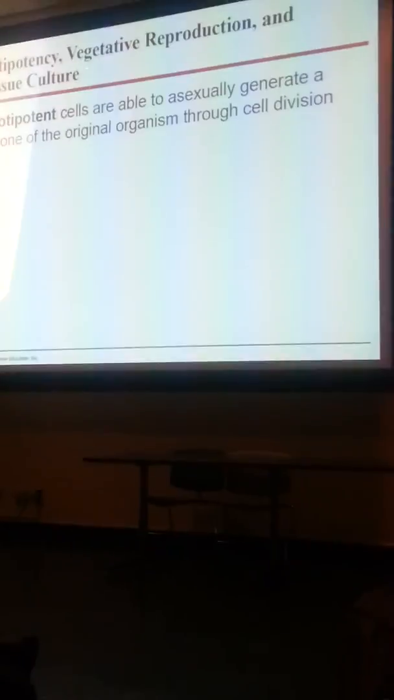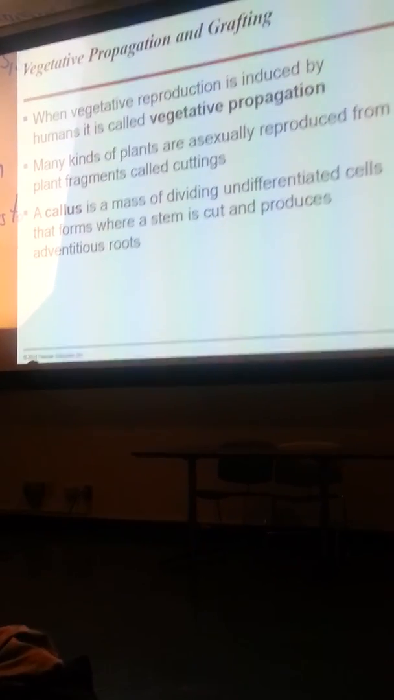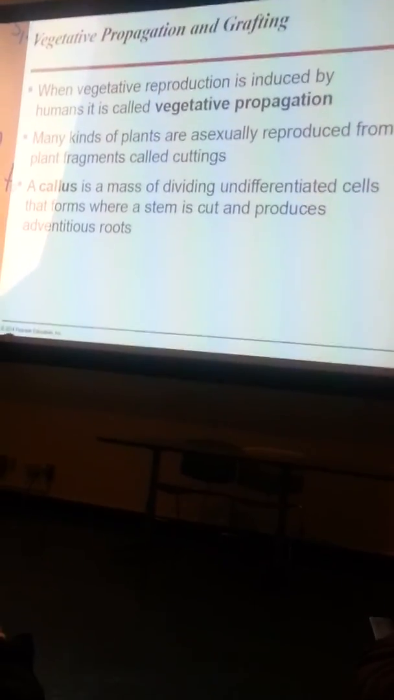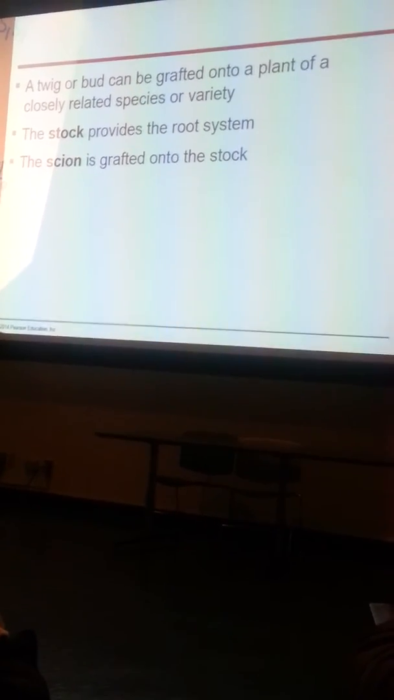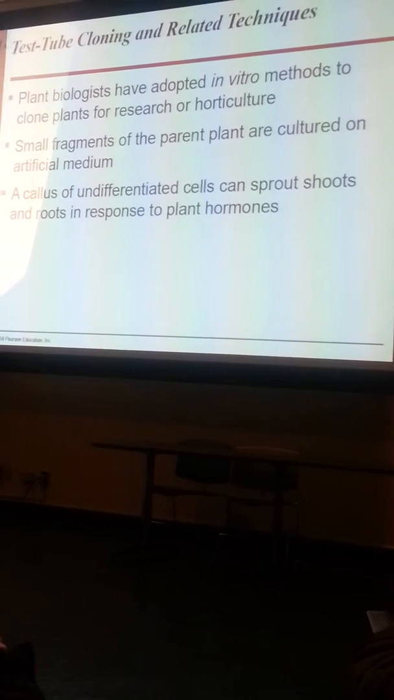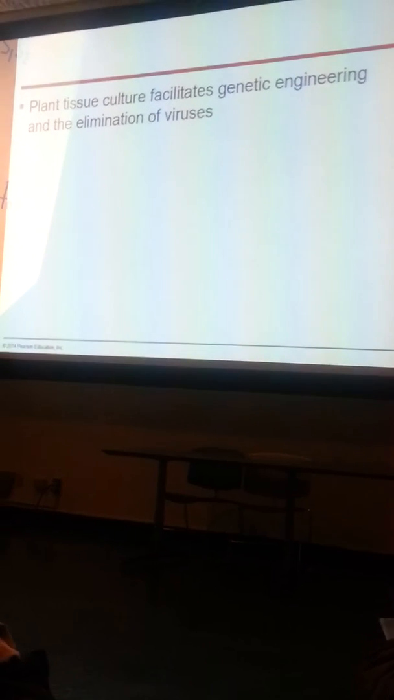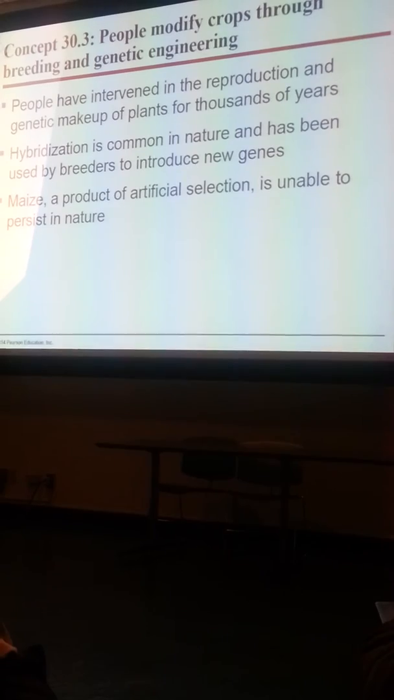Okay. We have totipotent cells, which can asexually generate. This phraseology seems like it's falling out of favor, so I don't worry too much about this. This is more about farming and stuff like that. Just review this in your book. I'm way over time, but I know you guys are probably starving and hating me. We can graft things. I kind of don't really care about this. You can clone a garlic plant. Yay. Okay. This is kind of interesting: we can engineer things and get rid of plant viruses.